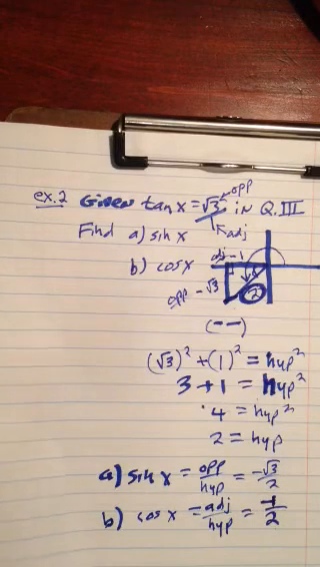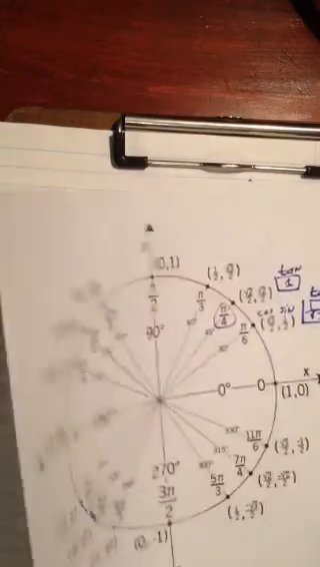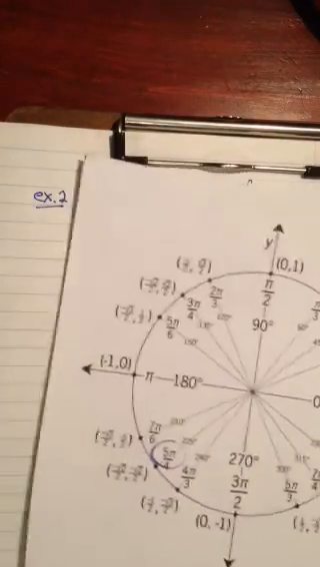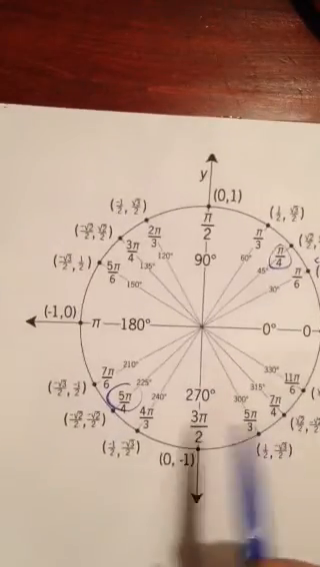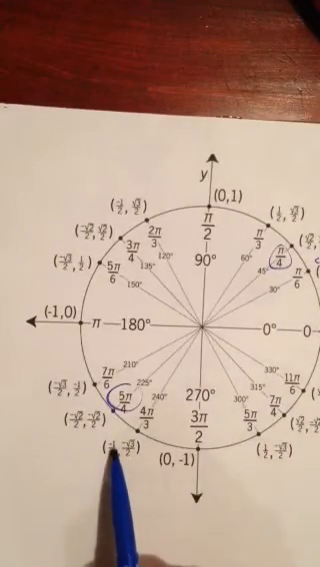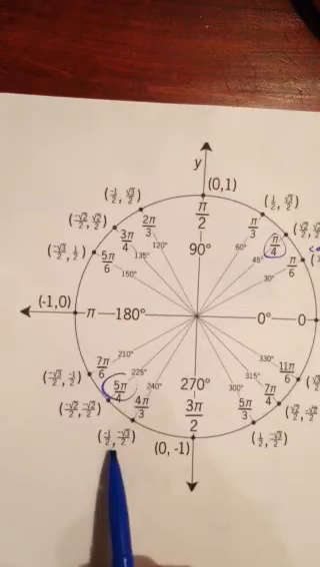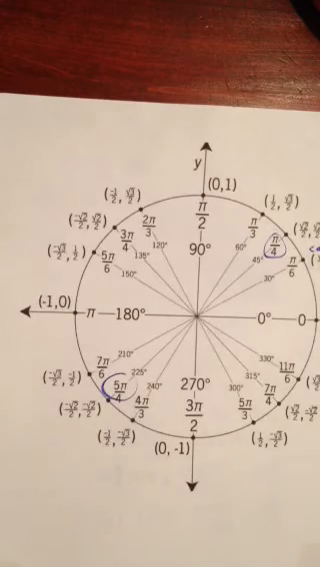By the way, notice that these numbers could have been found from the unit circle. On the unit circle, basically we're talking about this position right here, right? Negative 1 over square root of 2, and then negative square root of 3 over 2.